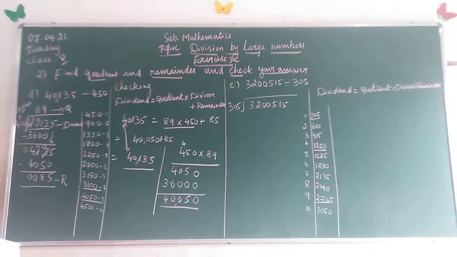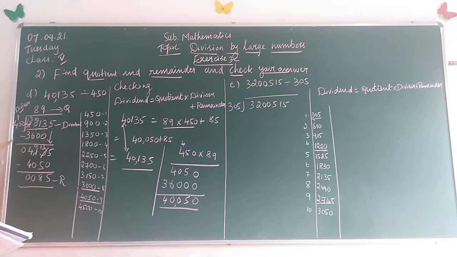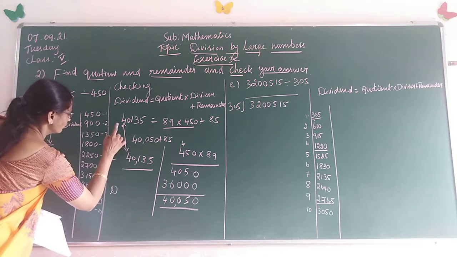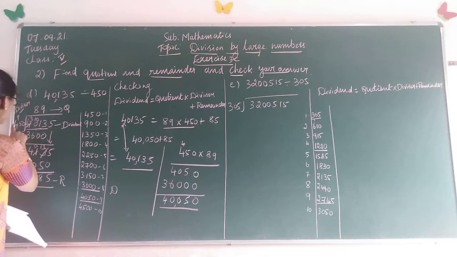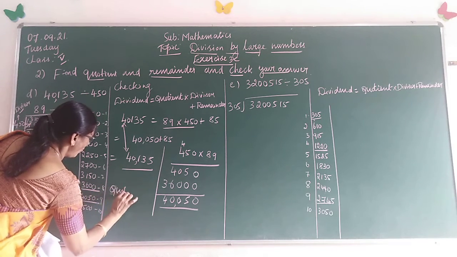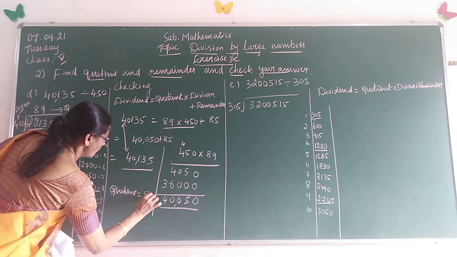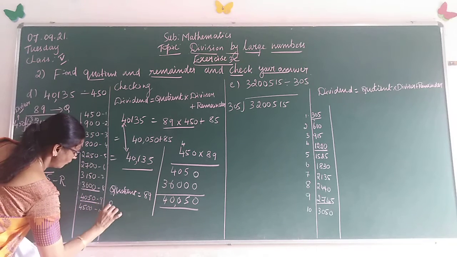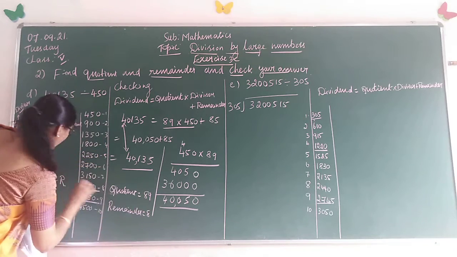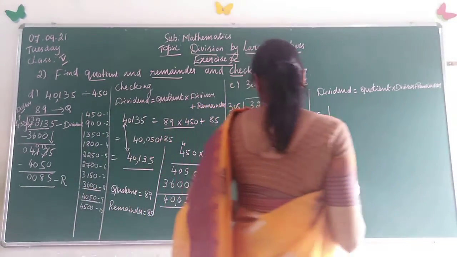Isn't it, children? So what we have divided is divisor and quotient is correct. So divisor equal to 450. We have to write quotient. Quotient equal to 89. Remainder equal to 85. So this way I have to do this sum, children. Have you understood?